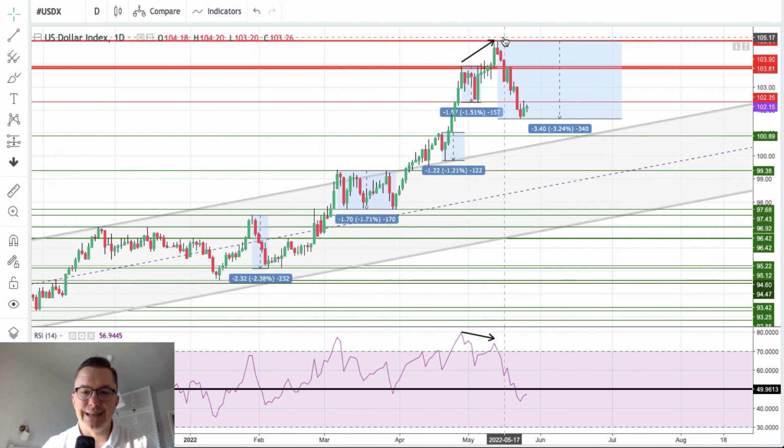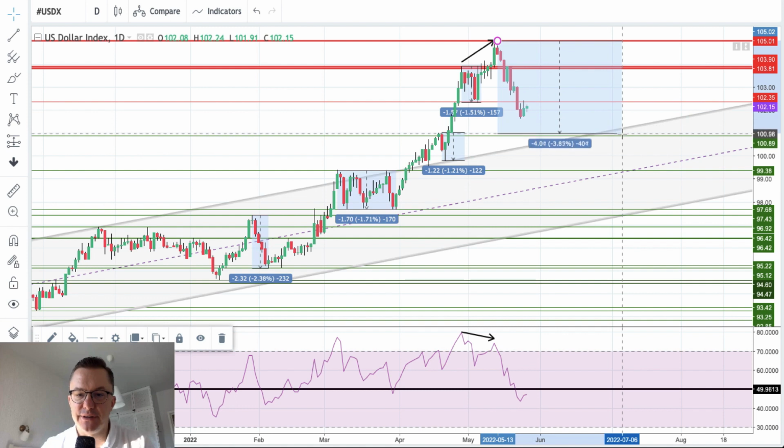So this is definitely a different cycle that started after the bearish divergence. The momentum is already below the level of 50, the neutral level on the RSI, and it looks like we want to go lower. Where we are going with the US dollar index, we are going first towards the level of 100.89, which is the technical support, and then we will get minus 3.95% decline.